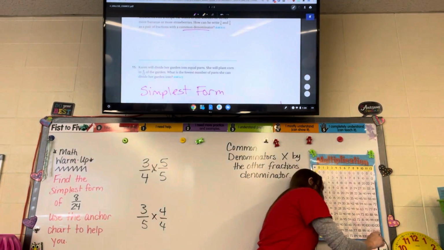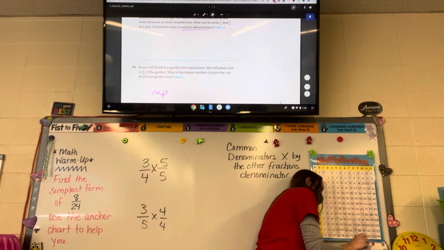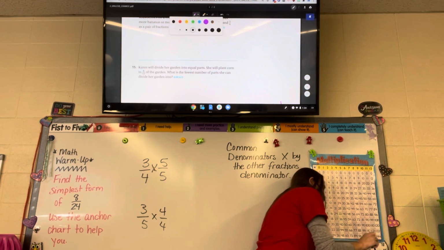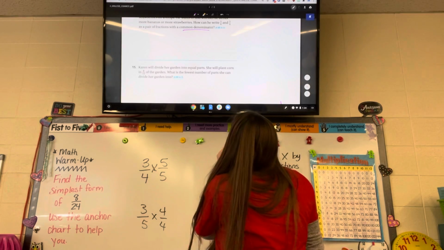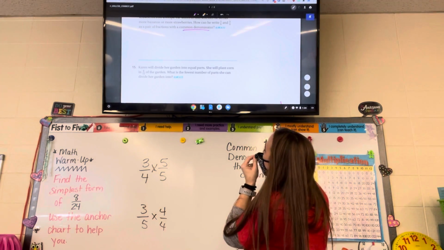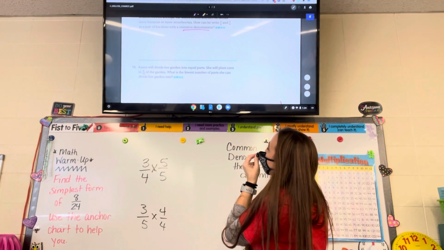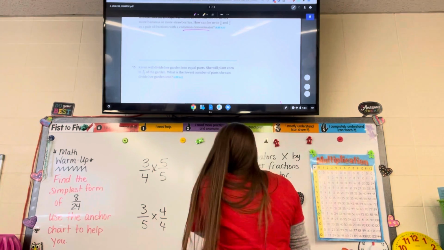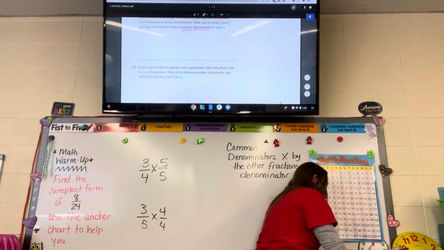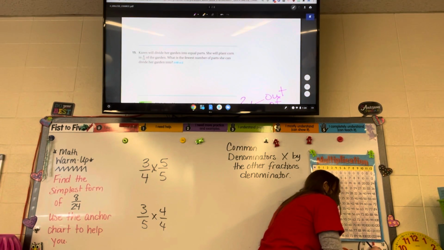Number 15. So many kids in the other classes just wrote simplest form as their answer. It says Karen will divide her garden into equal parts. She will plant corn in 8/12 of the garden. What is the fewest number of parts she can divide her garden into? It's wanting you to find the simplest form for the fraction they gave you.